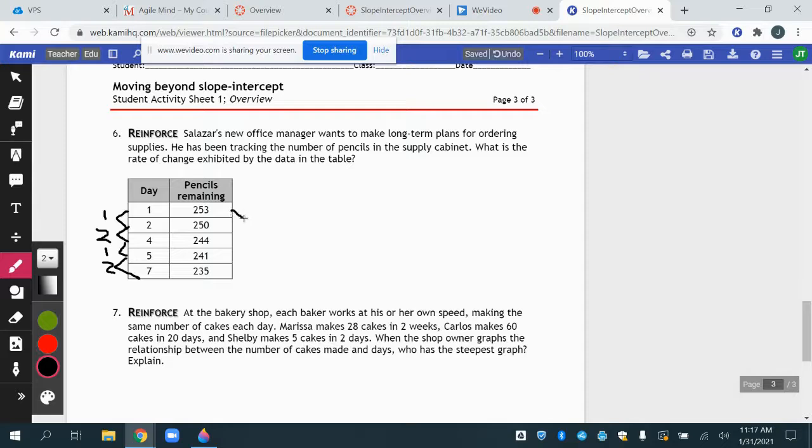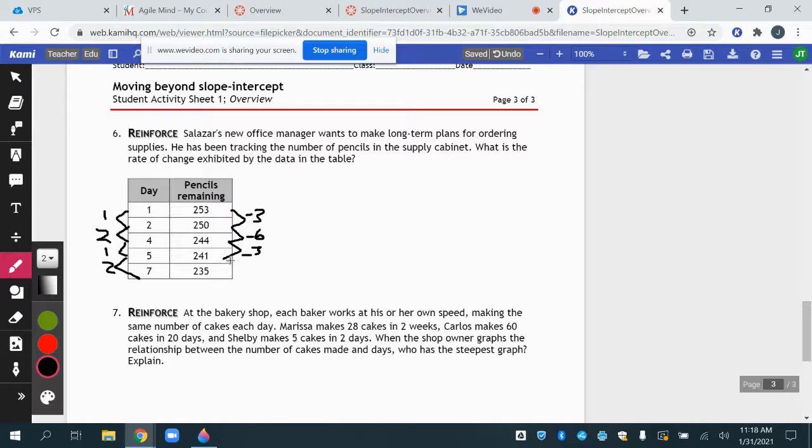So what's going on here? They used 3 pencils the first day. The next day they used, let's see, from 50 down to 44. That's down 6 pencils. Oh, I'm going to put a minus because it went down. Down 6 pencils. Okay, and then we lose another 3 pencils here.